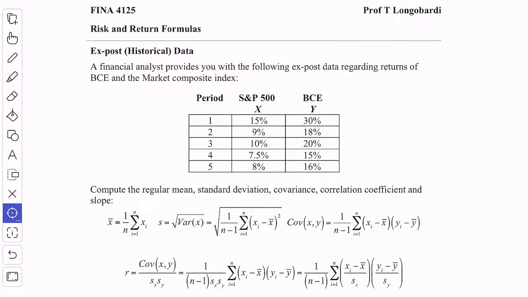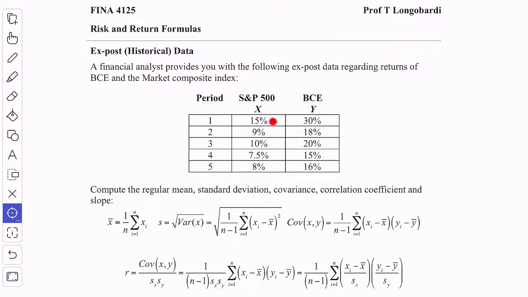Right, so it looks like the returns to this stock are 2 times that of the returns to the index. Okay, so it means, or the way that we interpret this is that BCE returns are sensitive to market performance.